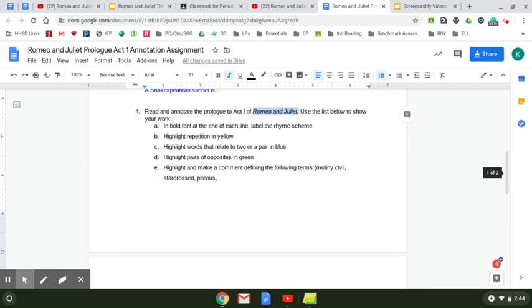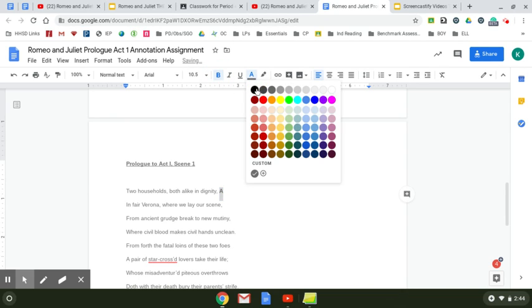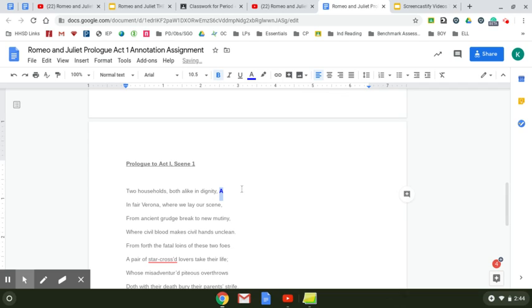The first thing it asks you to do is, in bold font at the end of each line, label the rhyme scheme. The rhyme scheme is where you label with letters the words that rhyme. So dignity would get an A. And remember, I need to do it in bold font. And I'm actually going to make my font blue so that it's easier for my teacher to see.